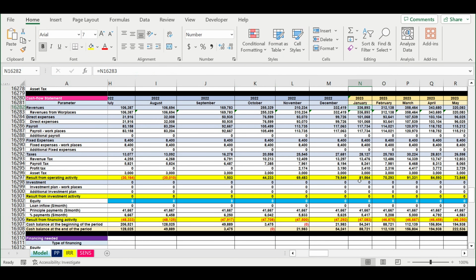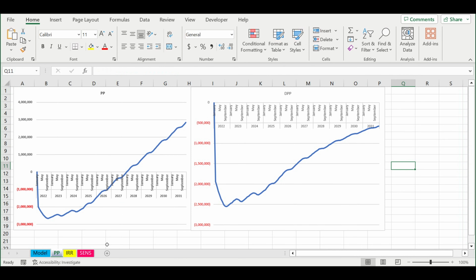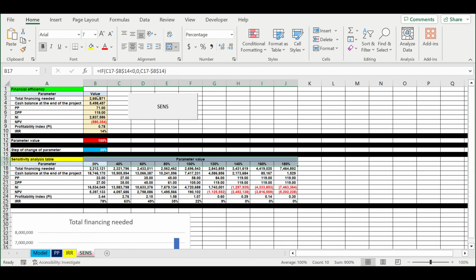What will be the revenue? What will be the profit? What will be the payback period? We will be able to get the answers very quickly for these simple but very difficult to answer questions.